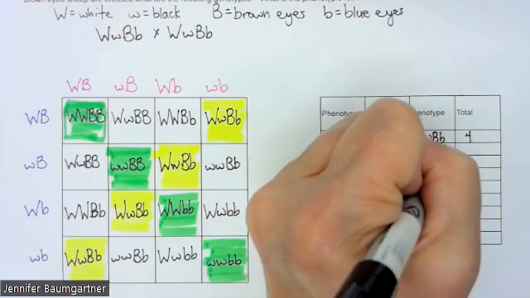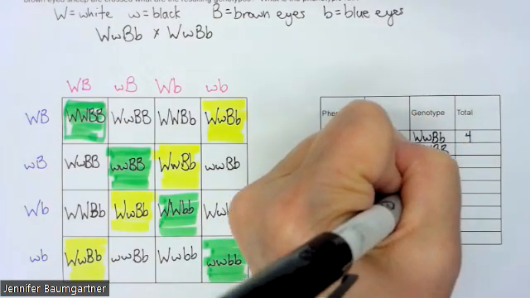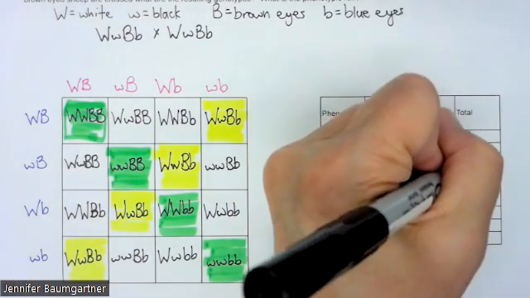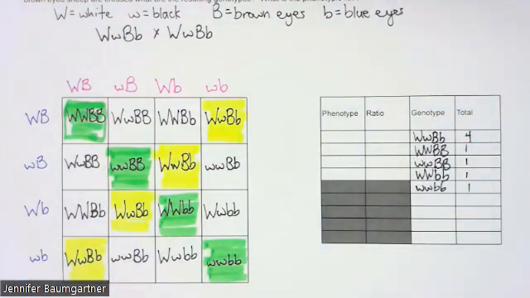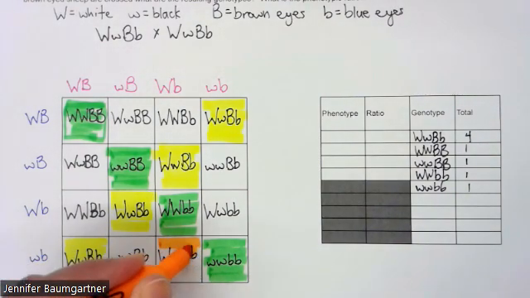Whoops, yeah, homozygous recessive for the second, and then homozygous recessive for both. And there's one of those. Well, that means my last two, I'm going to have two from each if I do the math. And what you're going to see is these two are going to be the same.